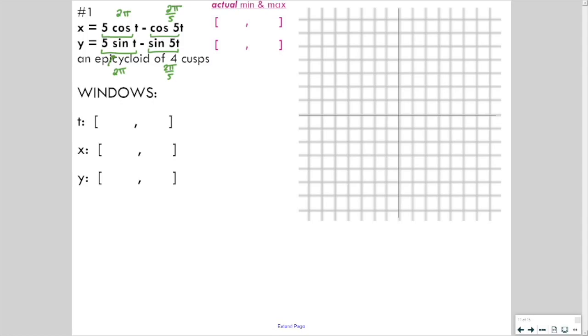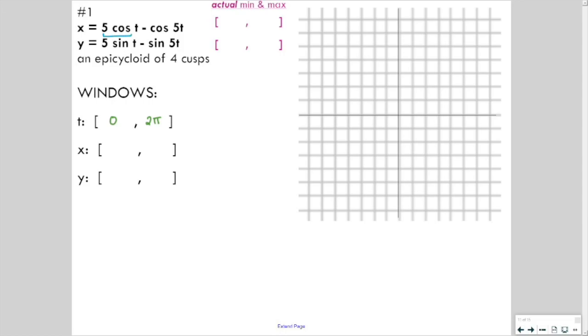So first rule for our window values is we're just going to pick the biggest period of the 4. So in this case, 2 pi is our largest period. That means that our t values are going to go from 0 to 2 pi. It's always 0 to the largest period in type 1. Next up, we find the y min and the y max and the x min and the x max, and then we'll use some of those values to determine the window ranges for our graphing calculator.